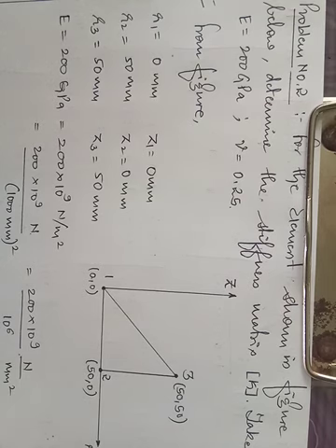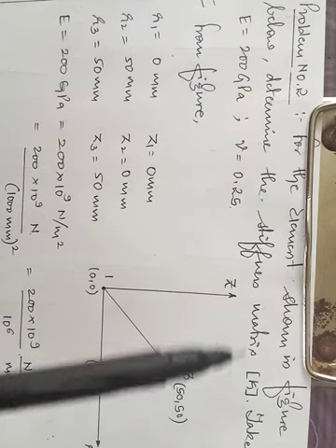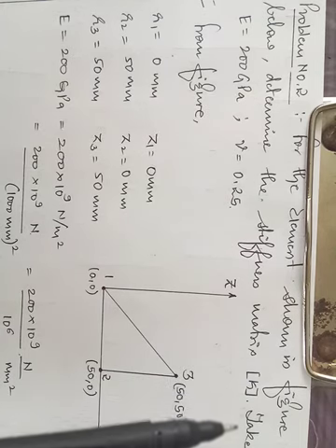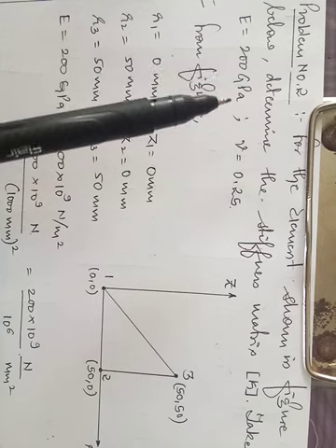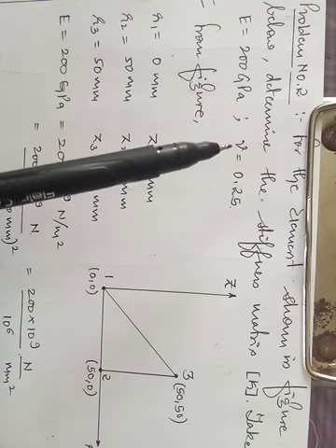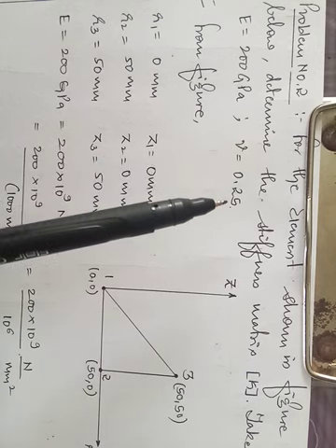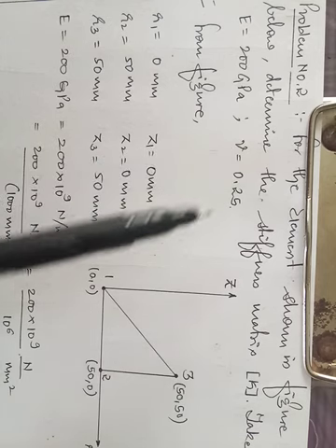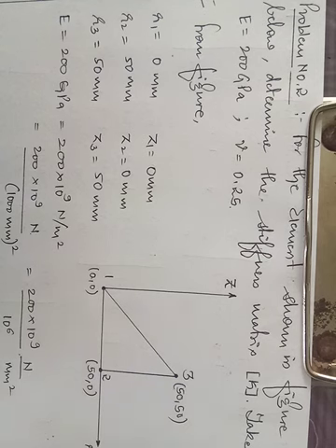Now I have noted on the same. I'll just read it for you. For the element shown in the figure below, determine the stiffness matrix K. Take Young's modulus as 200 GPa and nu, which is Poisson's ratio, as 0.25. So this is what is given in the problem along with the diagram.